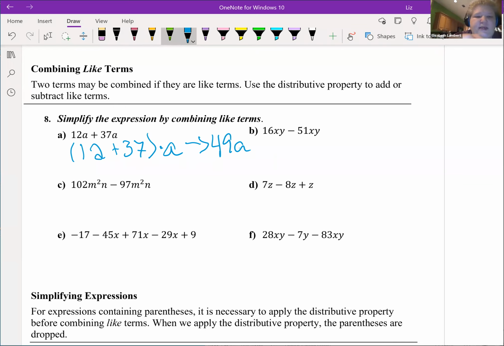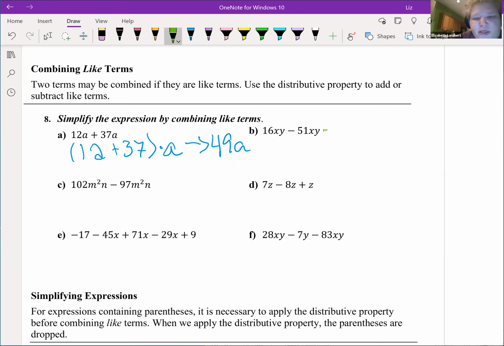All right, so here I have 16 xy's minus 51 xy's. So I say them like they're a thing, a label, like they get a little s on the end to say it's multiple things. I'm used to reading it that way, and it helps people remember, are these like terms? Am I saying 16 apples minus 51 apples, or was I saying 16 apples minus 51 equals? These are apples and apples, xy and xy.